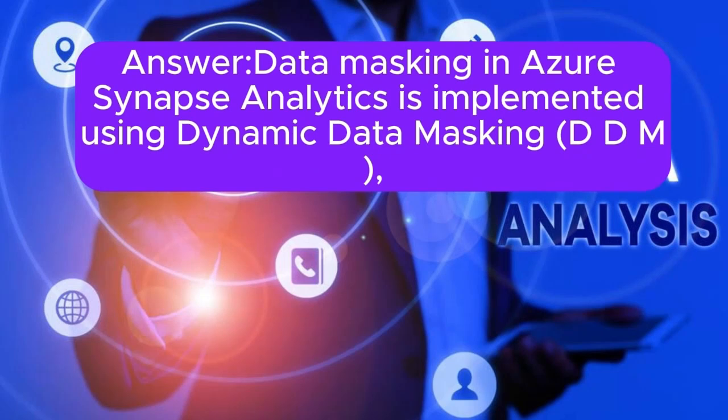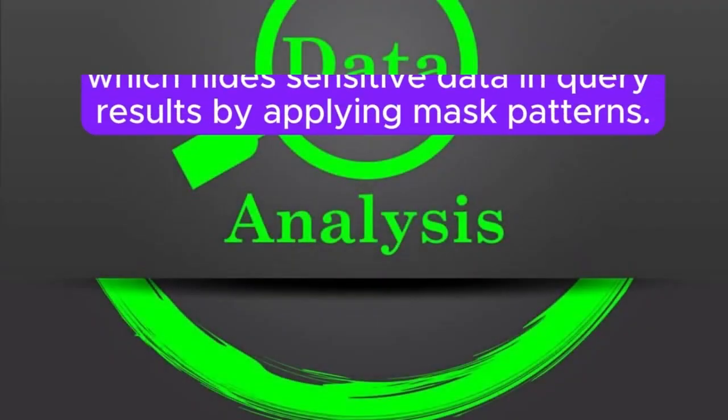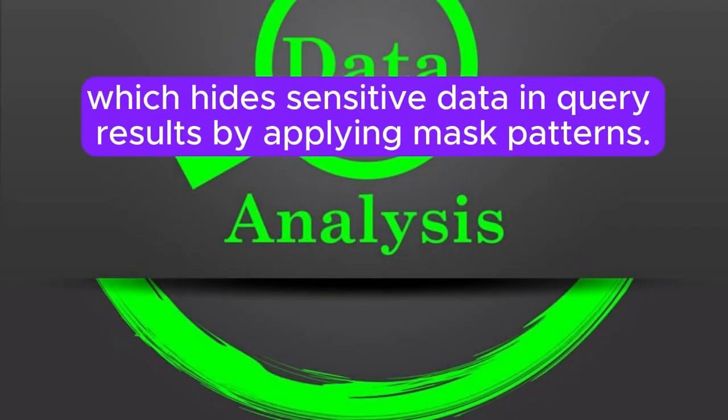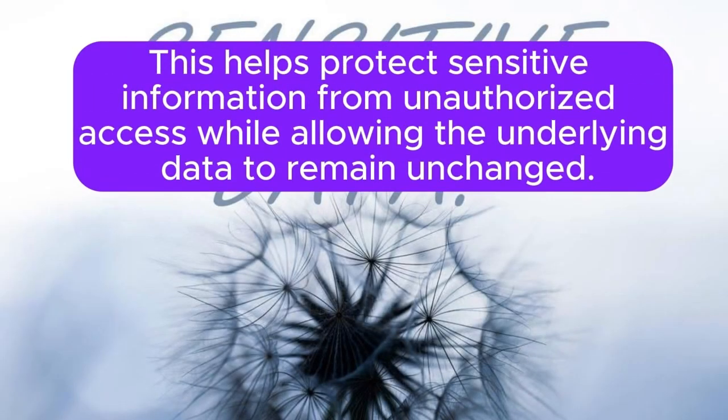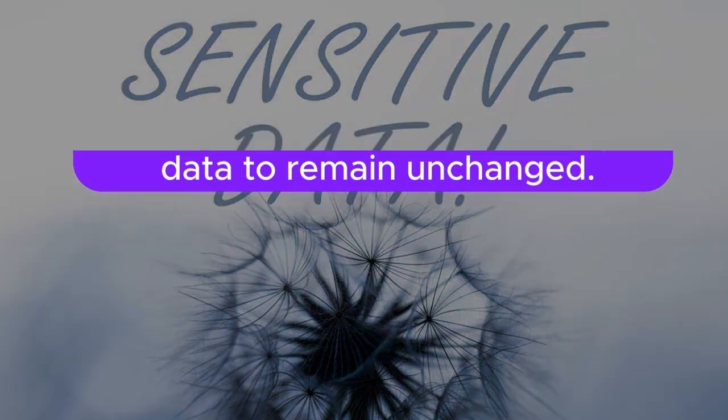25. How do you implement data masking in Azure Synapse Analytics? Answer: Data masking in Azure Synapse Analytics is implemented using dynamic data masking (DDM), which hides sensitive data in query results by applying mask patterns. This helps protect sensitive information from unauthorized access while allowing the underlying data to remain unchanged.